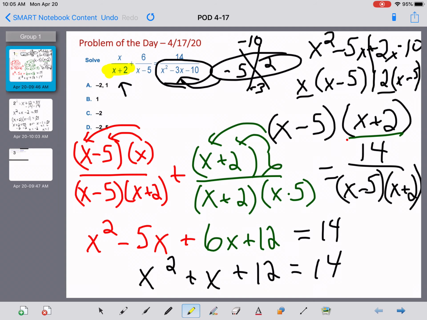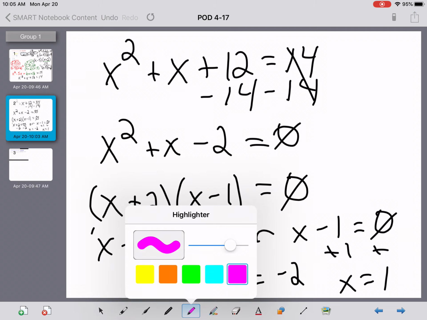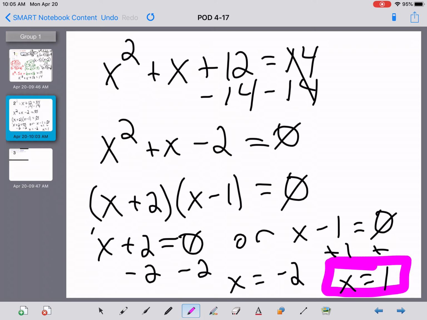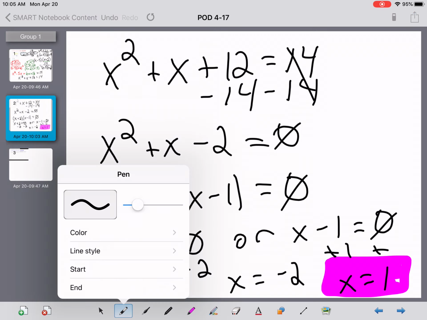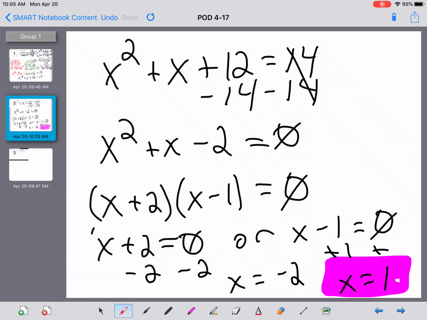So our final solution is x equals 1, because x equals negative 2 causes us to divide by 0.